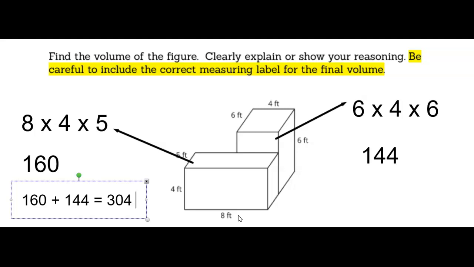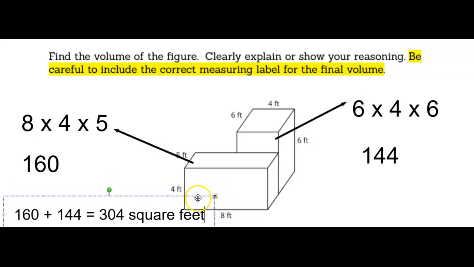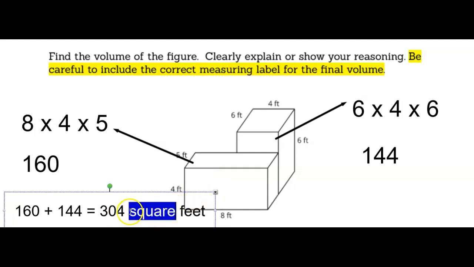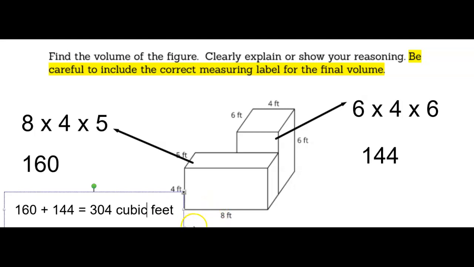304 what? Square feet. Or you can, oh my gosh, I can't type it today. Or you can use the superscript. Oh my gosh, you guys, seriously. Cubic feet. I am losing it. It is too late at night for me to be thinking this through. Thank you for being patient with me. See how easy it is to screw this up? Yeah, this is cubic feet. This was cubic feet. This was cubic feet. When we add it together, it's cubic feet. So your final answer, 304 cubic feet.